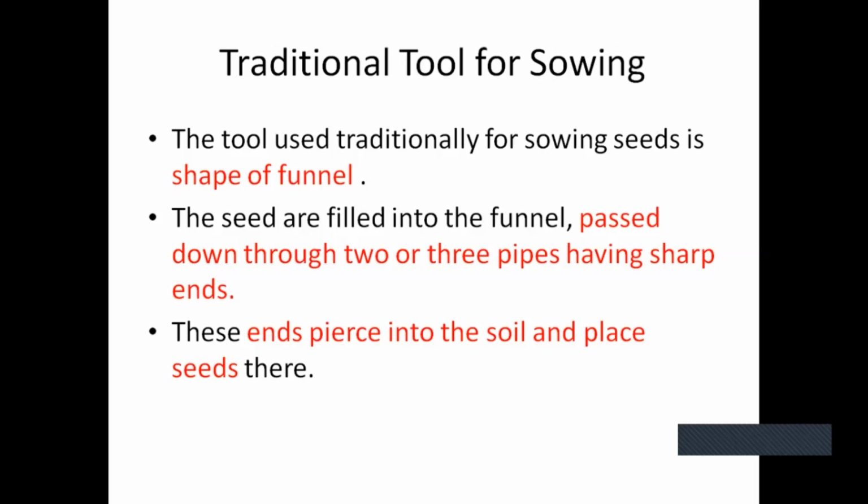Now what happens is, when the farmer puts the seeds in this funnel, the seeds flow one by one from this funnel into the pipes, and then they are sown into the soil because of the end, which is very sharp and pierces into the soil. So in this way the seeds are sown by the farmer, right?